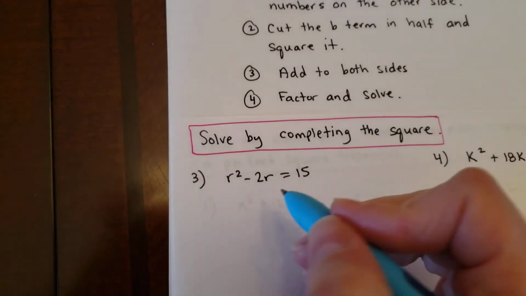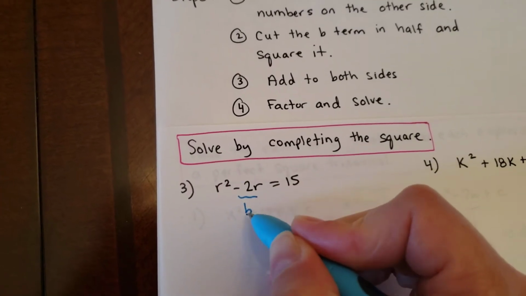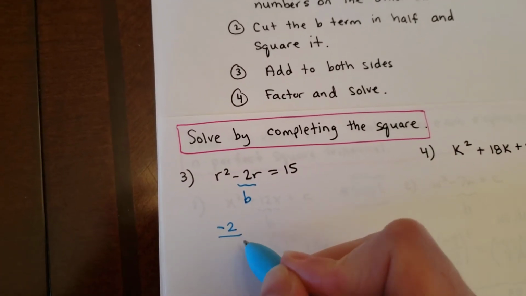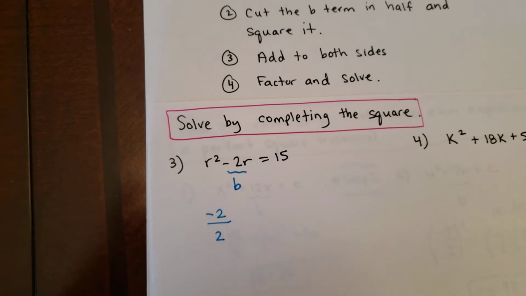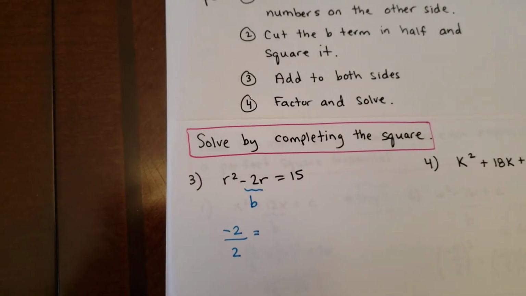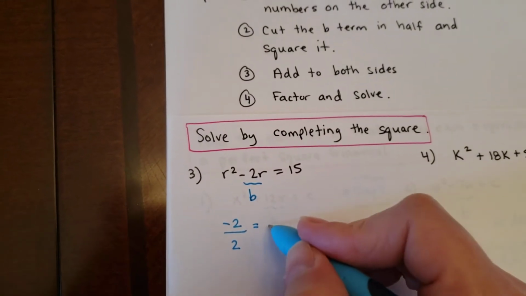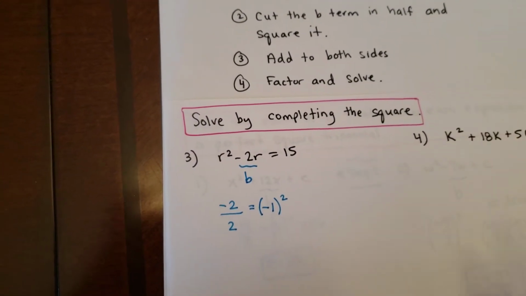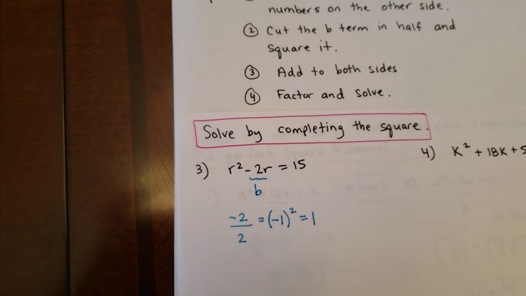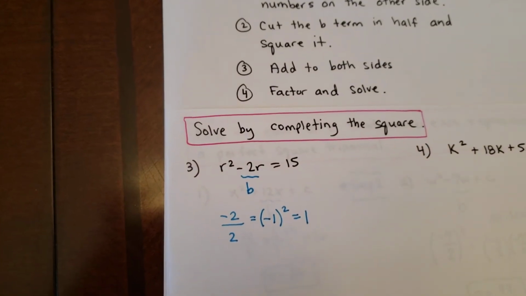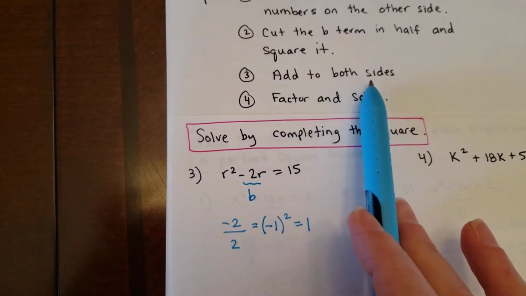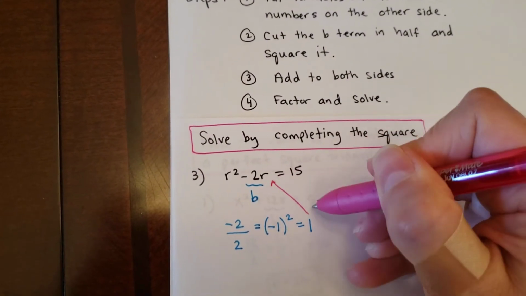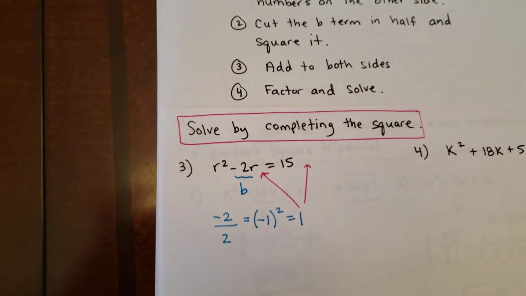Again, b is the term that's by the letter that's not squared, so -2. So you're going to take -2 and cut it in half, which is going to give you -1, and then we're going to square that. When you square a negative, it should always end up positive. So that is step 2. Step 3 says add it to both sides. So you're basically going to take this number and add it to the back of each side of the equation.